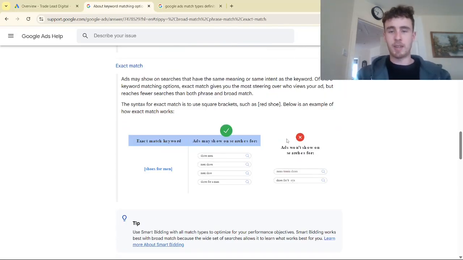Whereas exact match then is the strictest of the three match types. And before, with exact match, you used to only be able to appear for searches that were literally word for word exactly the same as that keyword. But now ads may show on searches that have the same meaning or the same intent as the keyword. So for any of the exact match keywords you're targeting, you're not limiting yourself to those exact keywords appearing as the searches themselves, but anything that means the same thing as those keywords you can appear for.